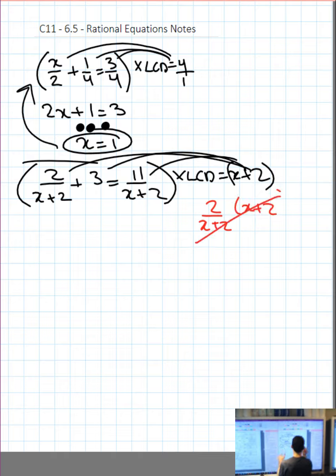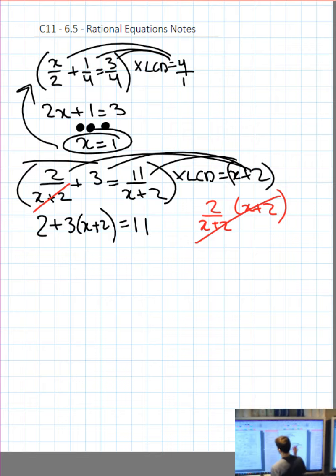Well, they cross off. So I'm just going to cross off this one. I'm not going to cross off the one off to the right because I still need to use it. So I'm left with 2. Excuse me, I'm going to go in black. 2. Plus, I'm multiplying this 3 by the LCD of x plus 2, so we need it. Then the 11 doesn't need it. Go ahead and take a look at the notes. Distributing, combining like terms, solving, x equals 1.